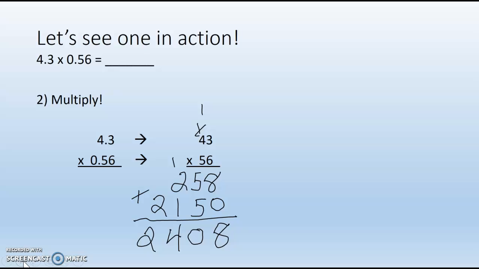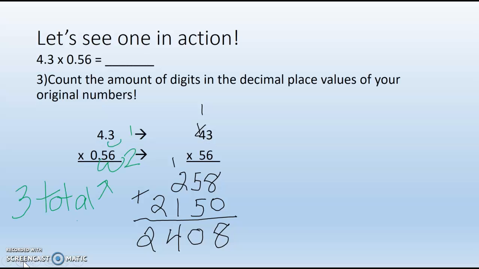But here's where we need to stop and think. I am not in reality multiplying 43 times 56. I am multiplying 4 3/10 times 56/100ths. So I need to go back and think about the decimals. So I'm going to count the number of digits in the decimal place values of my original numbers. So in 4 3/10, I had one digit after my decimal, one scoop to the right to make it 43. For 56/100ths, I had to scoop twice to get that to be 56 as a whole number.